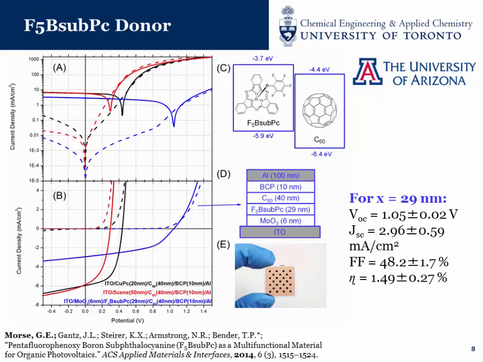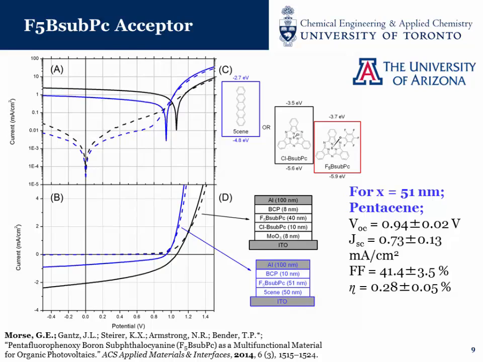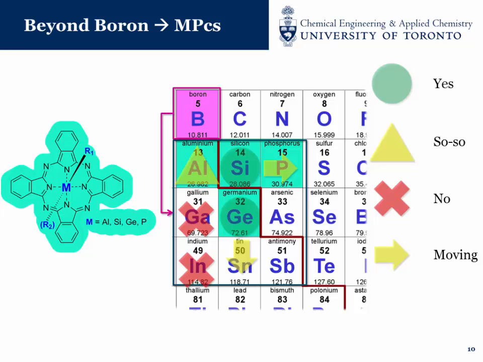And what we showed with our collaborators, Neal Armstrong at the University of Arizona, is that if we did take these materials and pair them with C60, they function very well. And if we paired them with pentacene, or oddly enough, put them together in an all-B-sub-PC cell, they also function as electron acceptors. And so we have this dual functionality built into one particular molecule that also strongly absorbs the sun. Now, hopefully that was about 3.5 minutes.